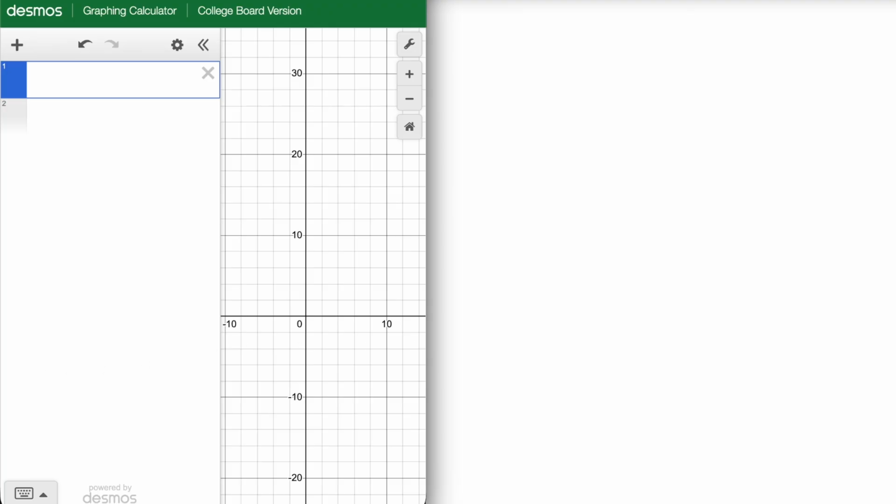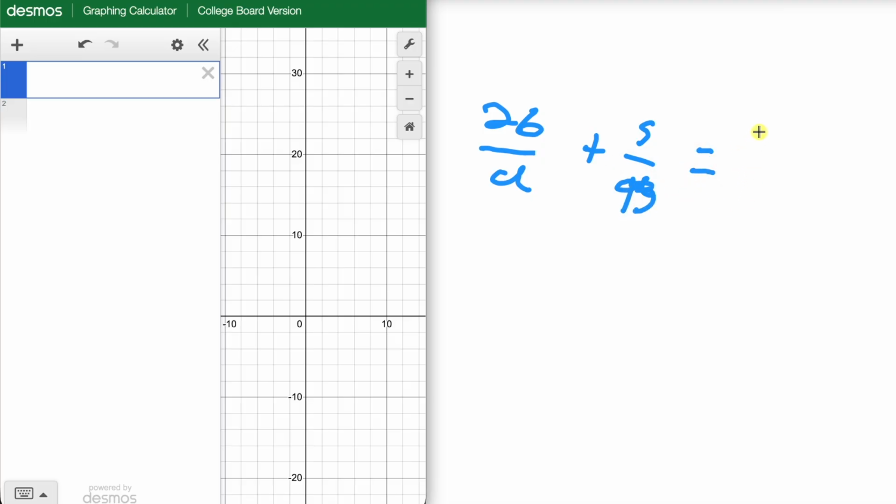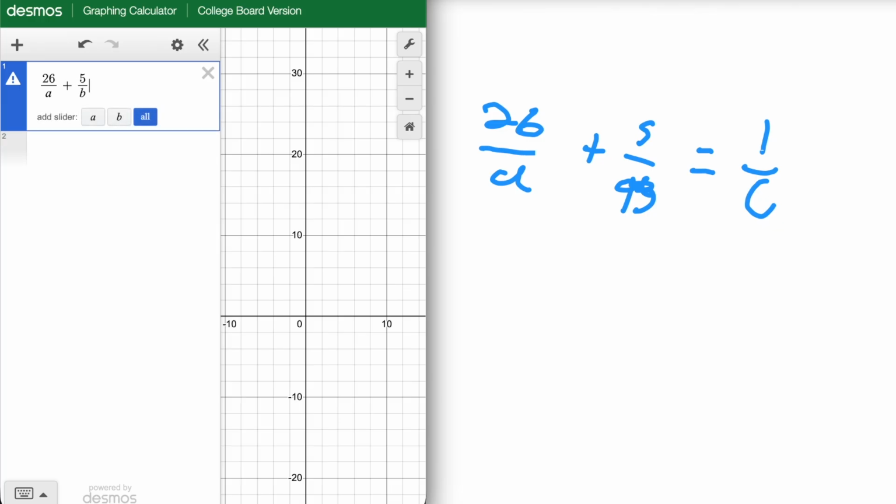This one here is a very difficult problem to solve by hand, but with Desmos, it makes it very easy. So real quick, I'm just going to go over Desmos with regression. So if I had something like 26 over A plus 5 over B equals 1 over C, and I need to express this in terms of A. What I could do here in Desmos is write 26 over A, plus 5 over B, and then use the tilde instead of the equal sign, and then 1 over C.